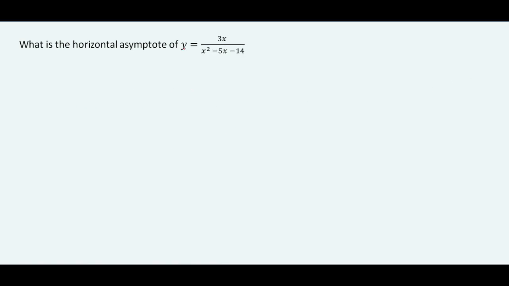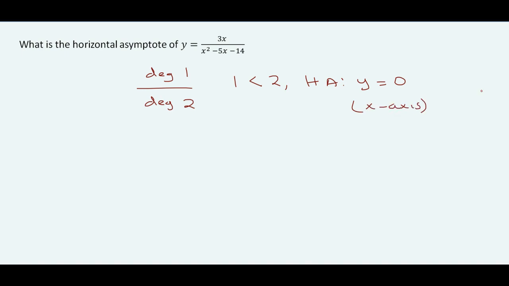Another example, y equal to 3x over x squared minus 5x minus 14. The degree in the numerator is 1, the degree in the denominator is 2. Because 1 is less than 2, our horizontal asymptote is going to be y equal to 0, also known as the x-axis.